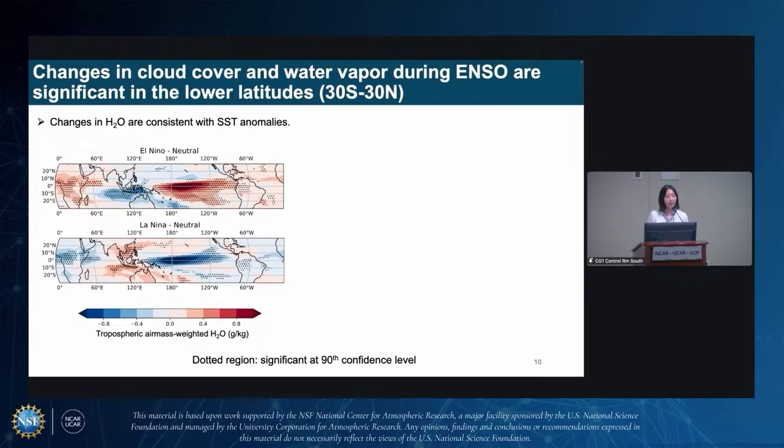So as you can tell from this map, we do observe these changes in the water vapor along with the changes in the SST anomalies following the Clausius-Clapeyron equation, whereas the water vapor tends to increase over the tropical Pacific during El Nino and decrease over the same region during La Nina.